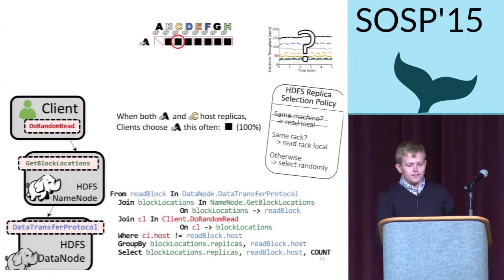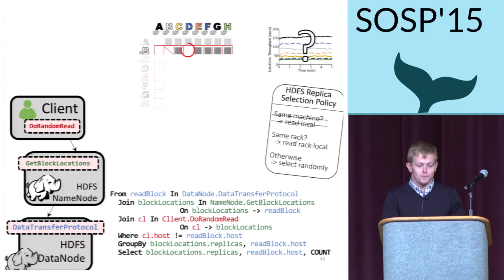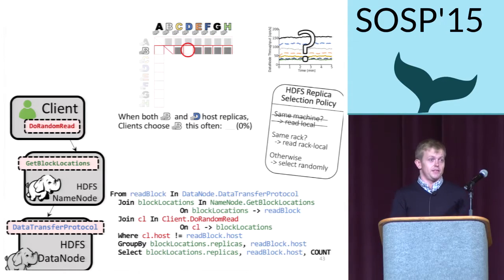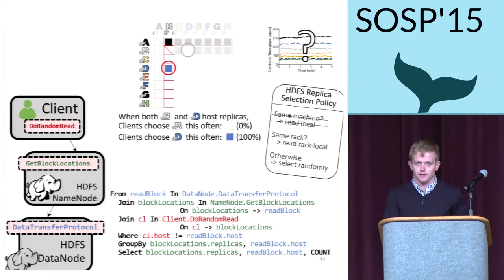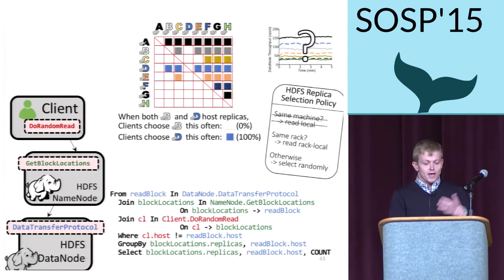So this cell tells us that when choosing between a replica on A and a replica on C, clients were selecting A 100% of the time, and they were selecting C 0% of the time. And following on with B, when selecting between B and D, they were selecting B 0% of the time and D 100% of the time. And as it turns out, there was a clearly preferred order of replicas, where A was the first preference, followed by D, then B, and so on. And this was a global ordering across the entire file system.